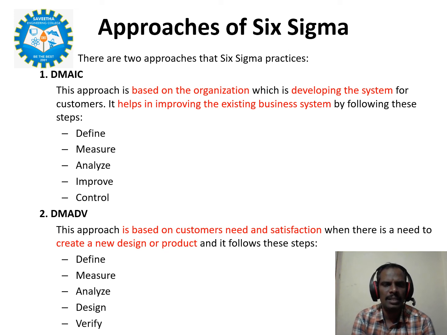Approaches of Six Sigma have two divisions: DMAIC and DMADV. DMAIC is based on the organization developing the system, and it helps improve the existing business system. DMADV is based on the customer's needs or customer satisfaction. The problems or feedback are taken, and based on that a new design and new product are created through define, measure, analyze. The two major points included in DMADV are design and verify.